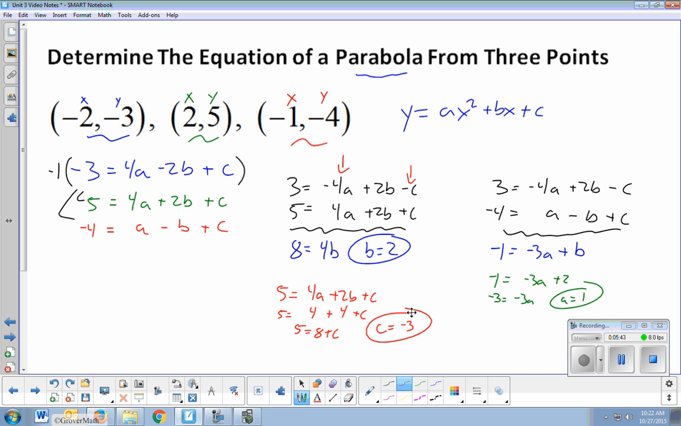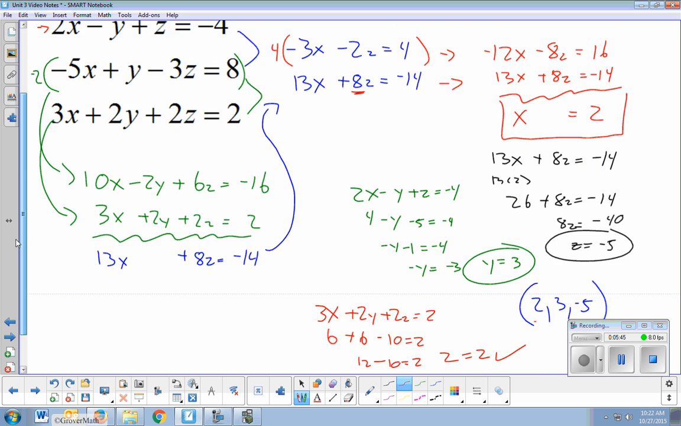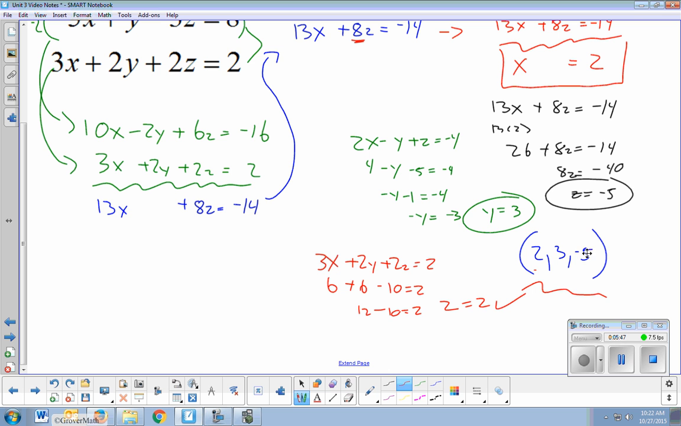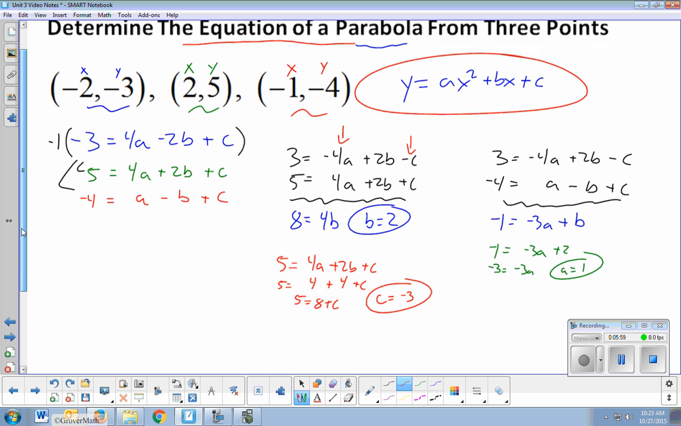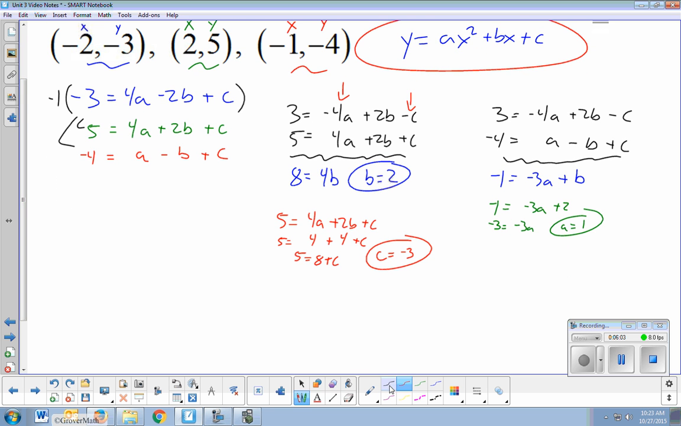And then in the previous video, our answer was really just getting the three variable coordinate. But what we're trying to do here is determine the equation of a parabola. And the equation of the parabola comes from y equals ax squared plus bx plus c. So now that I have a, b, and c, don't forget to write the answer. y equals a is 1, so 1x squared, I'm just going to write x squared, plus 2x, and c is minus 3. So that's your final answer.